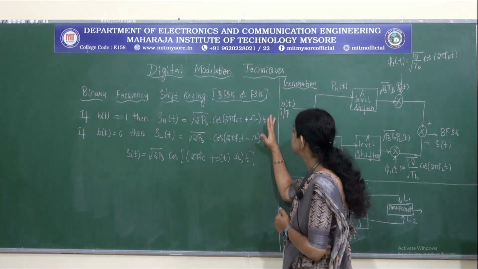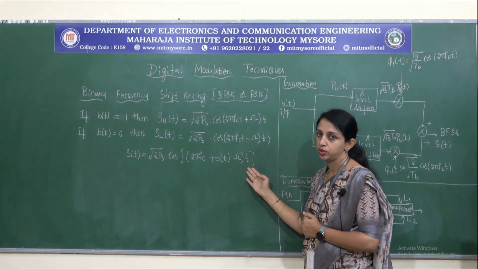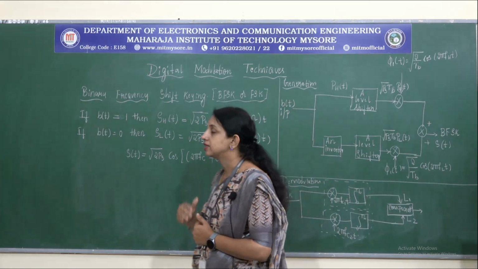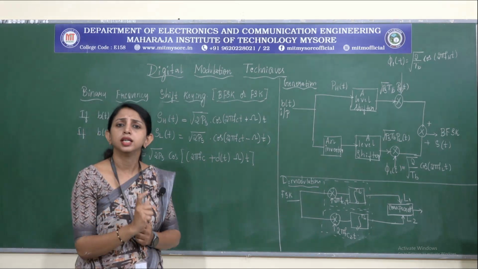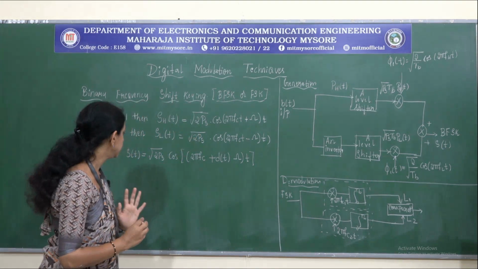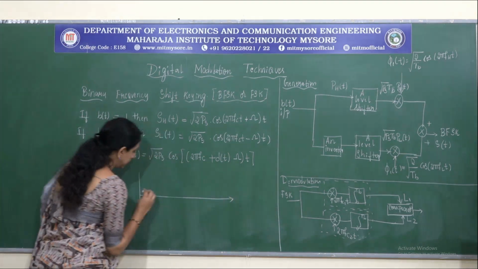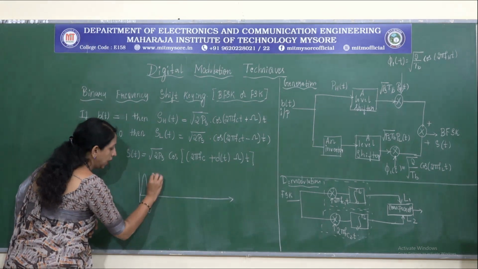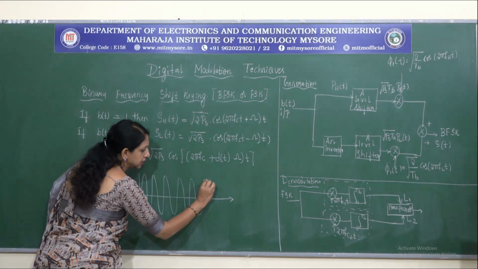If you combine these two equations, it results in this particular equation. After this equation, how are we going to consider the 0 value and the 1 value in a carrier signal? I'll draw the signal now. So let us consider a carrier signal with high frequency, that is, a large number of cycles.